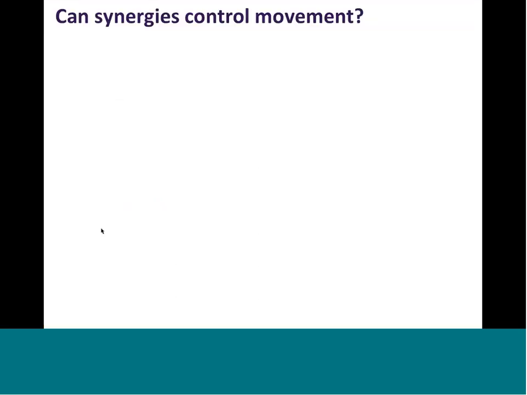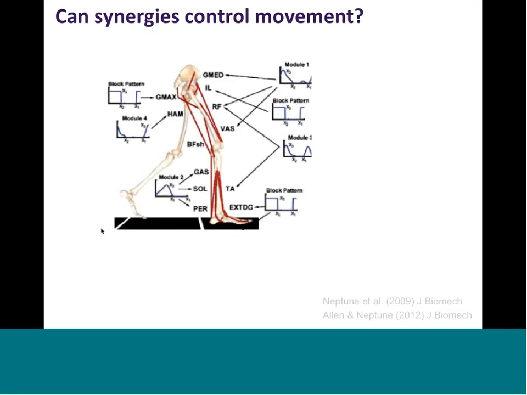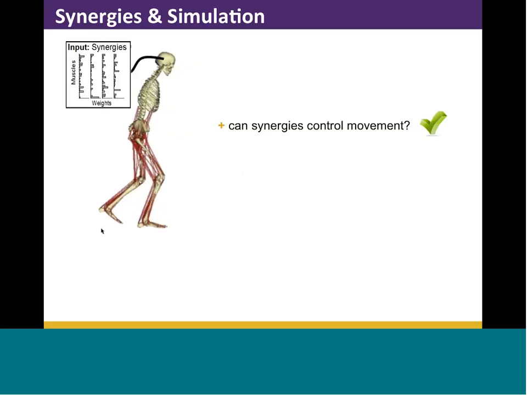And so outside of OpenSim, this was a question that Rick Neptune and Jessica Allen looked at extensively, where in simulation they actually applied synergies to a model of walking and demonstrated that yes, in fact, 6 synergies could control the dynamics of unimpaired gait, and that those synergies had relatively predictable actions helping to support and propel the body during this motion.